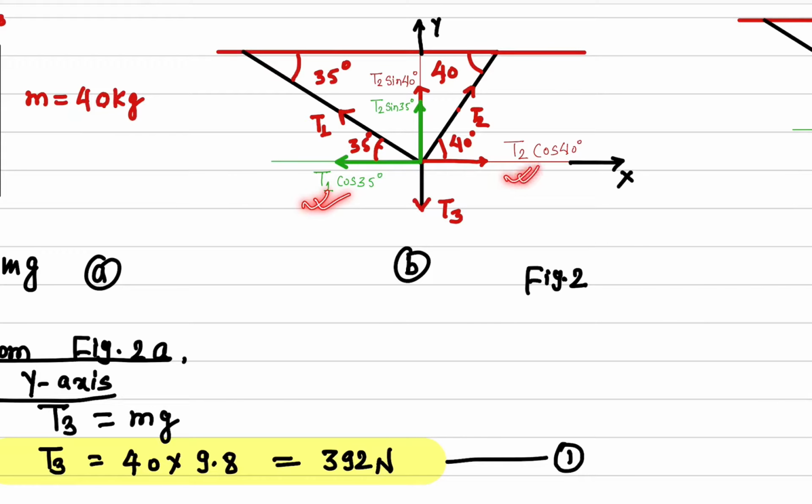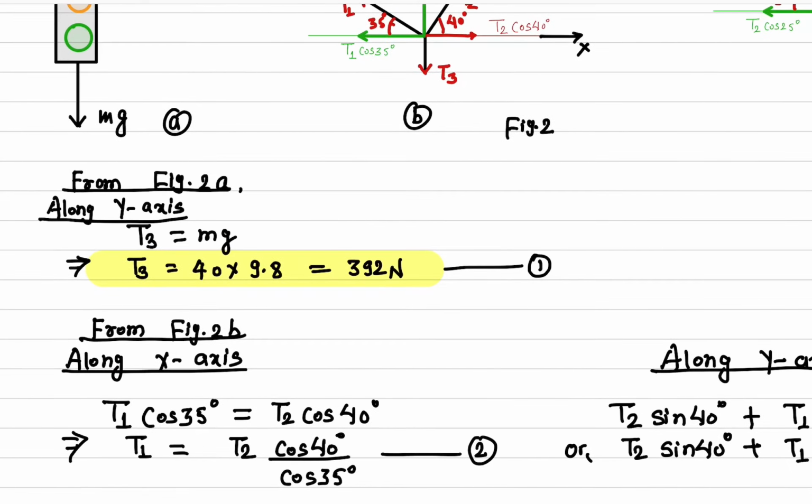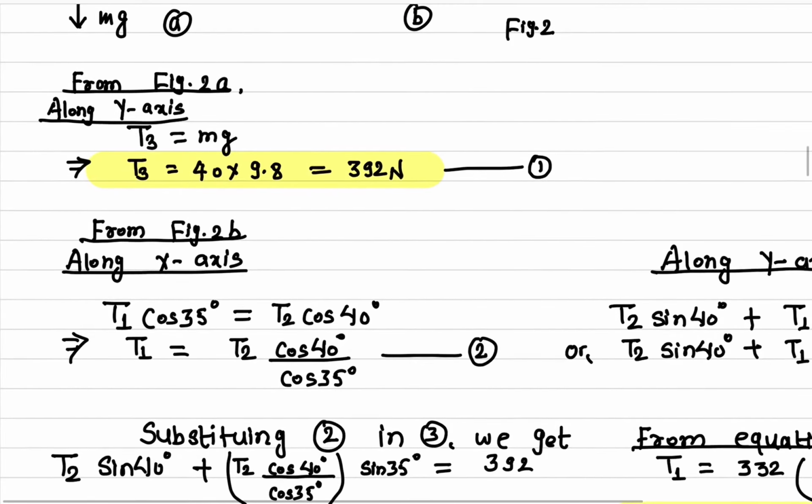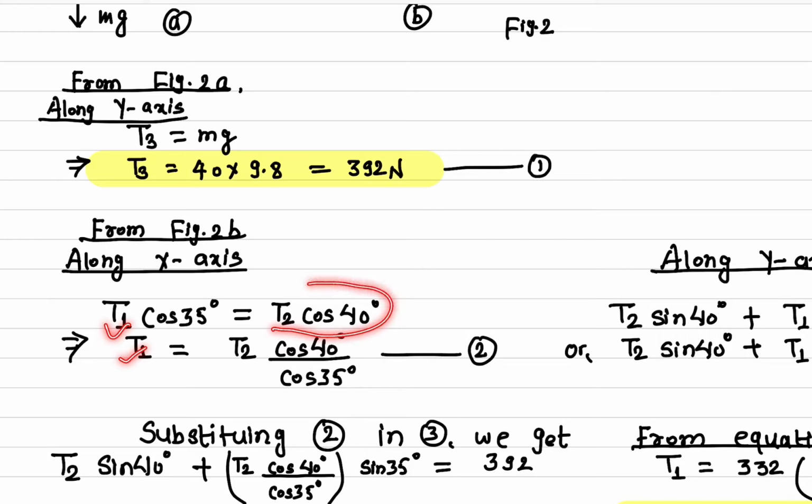These two forces, remember, are opposite, and the system is not moving at all, or the system does not have any acceleration. That means this force and this force have to be equal. That's exactly what I have written here. T1 cosine 35 degrees is exactly equal to T2 cosine 40 degrees. And if you solve for T1, what you get is T2 cosine 40 degrees divided by cosine 35 degrees.